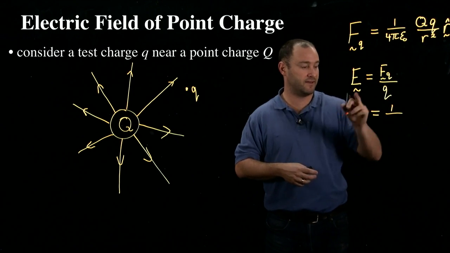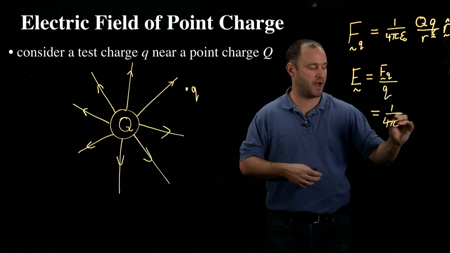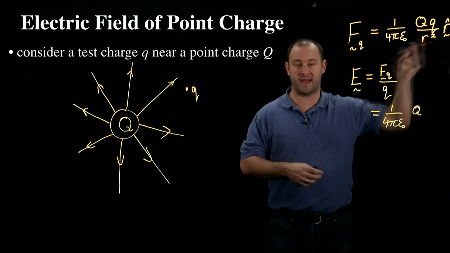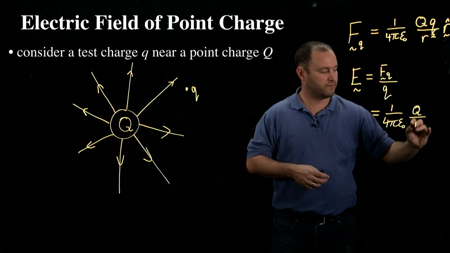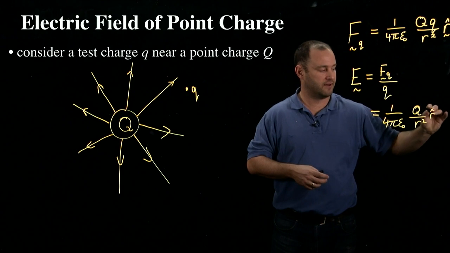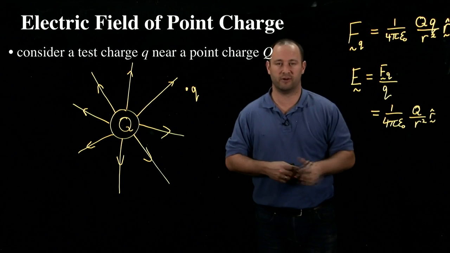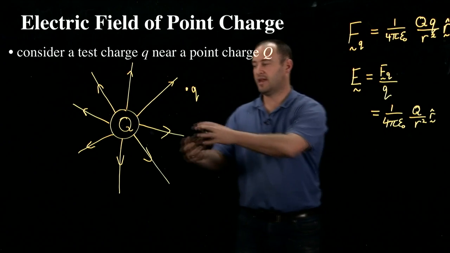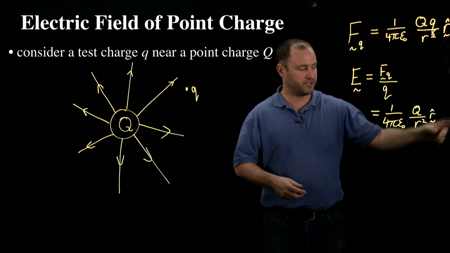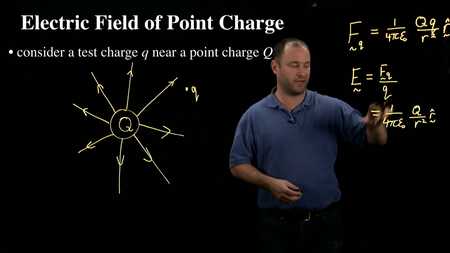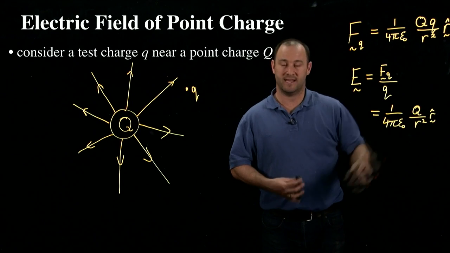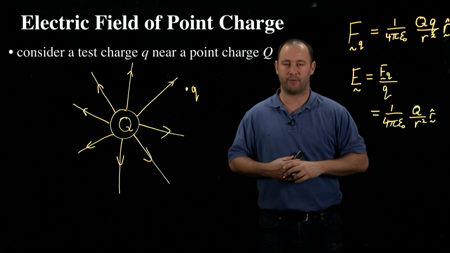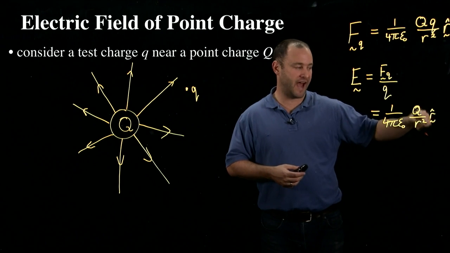So I get that the value of the electric field is 1 on 4 pi epsilon naught times big Q, my little q's cancel, divided by r squared. And again, this is operating in the direction of little r, a unit vector in the r direction. This makes sense: your electric field is going radially outwards, which is exactly what this is saying. The direction of my electric field is the unit vector in the radial direction, so it's pointing radially outwards.